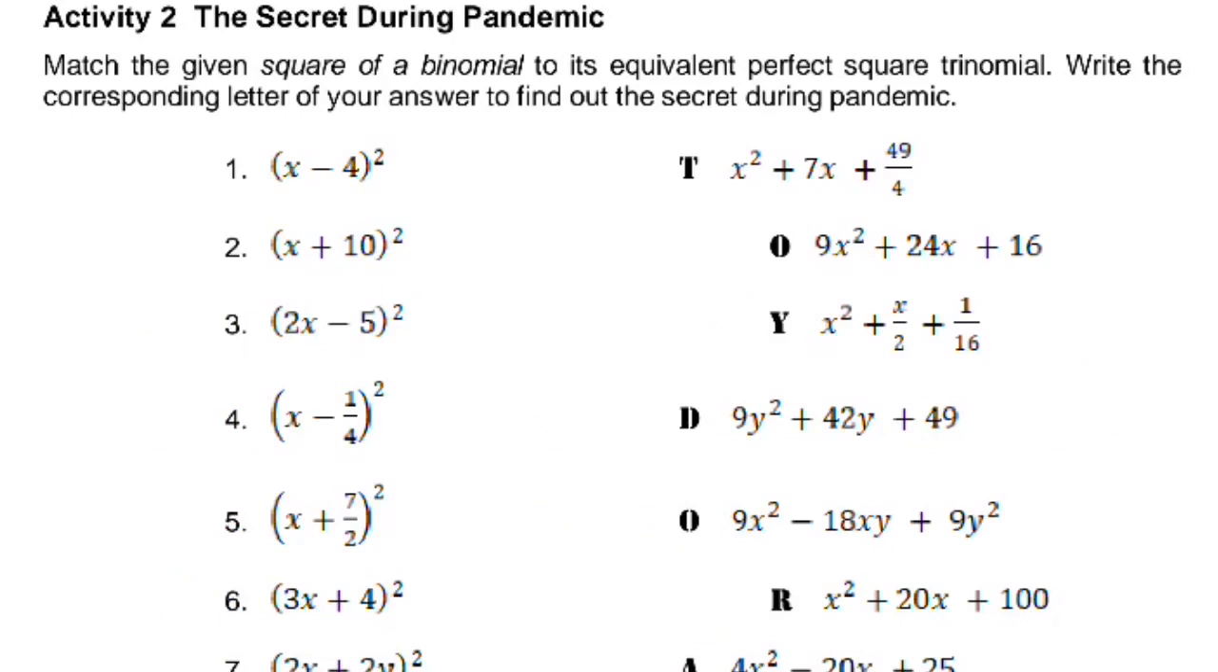Activity 2, the secret during pandemic. Match the given square of a binomial to its equivalent perfect square trinomial. Write the corresponding letter of your answer to find out the secret during pandemic.